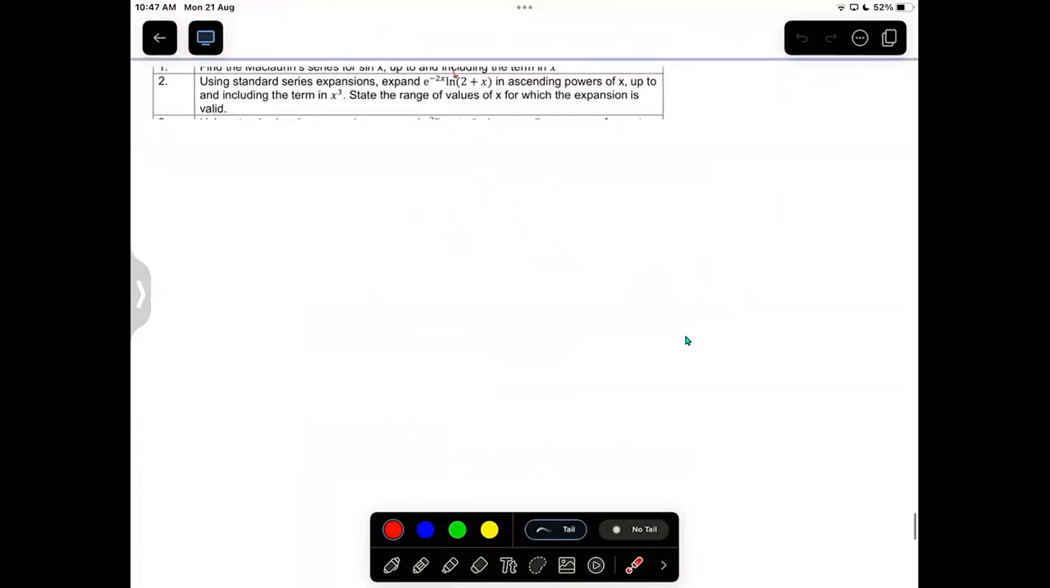Question 2. Using the standard series expansions, you want to expand e to the power of negative 2x multiplied by ln of 2 plus x in ascending powers of x up to and including a term in x cubed. So what you want to do is not to go and let f(x) equal to this whole thing and then manually do it. No, they said using standard series expansion, right? So what you want to do is to treat this as one single function f, treat this as another function g of x. Then you expand it.